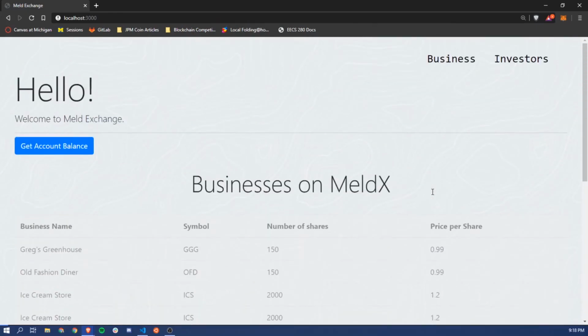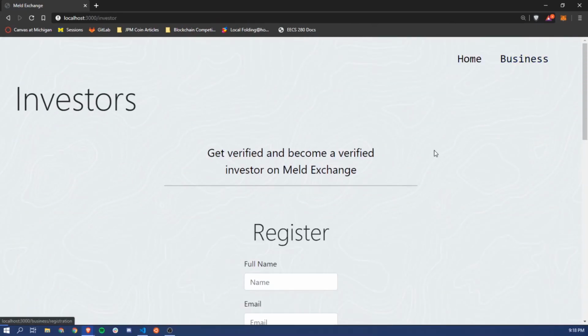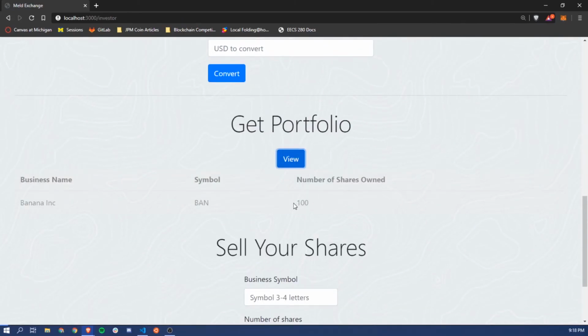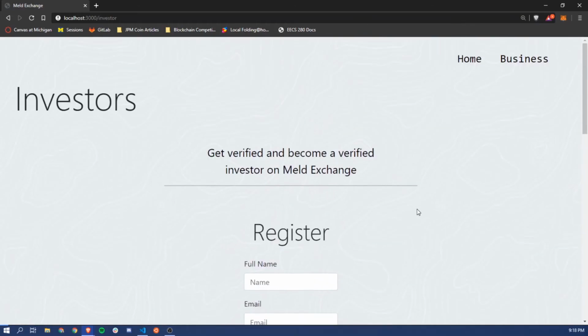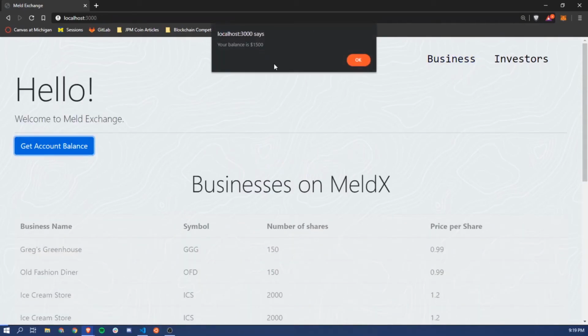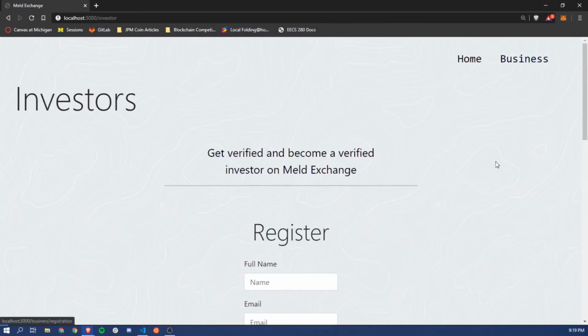And it was most likely completed. So if we go into our investor and we view our portfolio, we now own 100 shares of Banana Inc. And it was 100 shares at $5 a share, right? So if we view our account balance, we lost $500 as expected. And this is how an investor would invest on our platform.